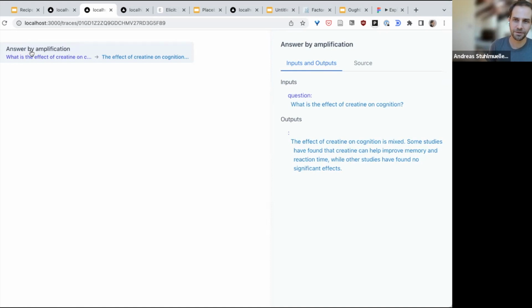And then we ask the model to generate answers to those sub-questions. And then we say, okay, model, here are a bunch of sub-questions and the answers. Now answer the overall question. So that's what this recipe does.